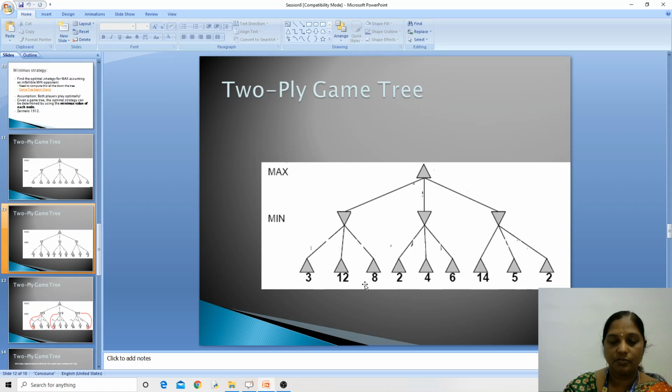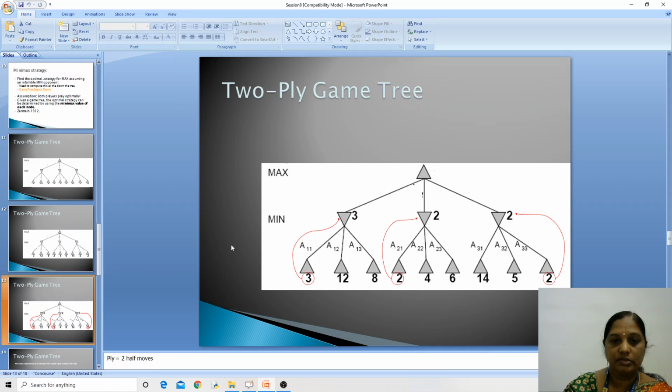So from 3, 12, 8, you need to select the minimum value and give that value here. Which one is the minimum here? 3 is the minimum, so you write 3 here. And 2, 4, 6: 2 is the minimum, so you write 2 here. And 14, 5, 2: 2 is the minimum, so you write 2 here. Apart from these three values, Max has to take the maximum value.